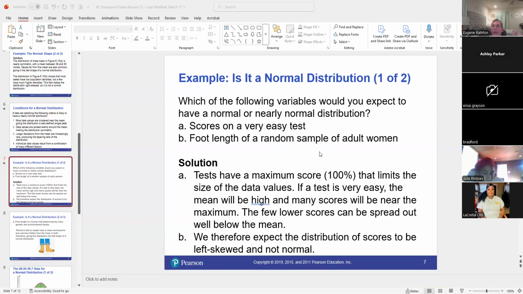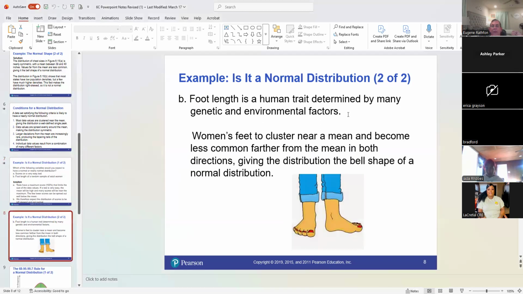And then on the foot length of a random sample of adult women, let me go to choice B here. They're just saying that foot length is a human trait determined by many genetic and environmental factors. Women's feet cluster near a mean and become less common further from the mean in both directions. So we would expect it to have the bell shape of a normal distribution. All right, good job, y'all. So B was definitely it.